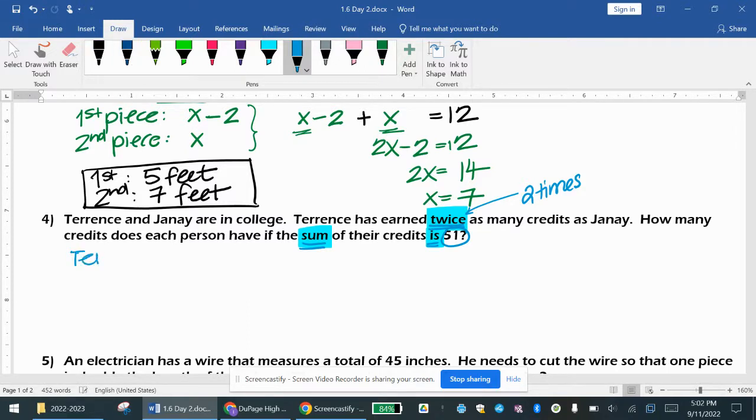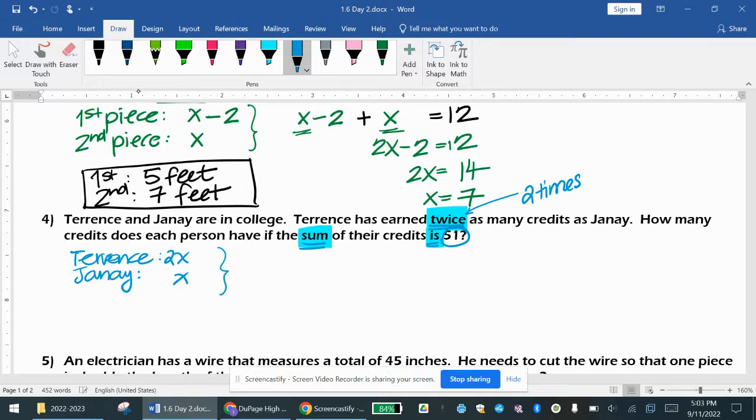We're talking about Terrence and Janae who want to graduate from college. They both are earning credits, except Terrence has earned twice as many. So we're going to put 2 in front of the variable to signify the multiplication of 2 times x. Just so you know, you could have also done x plus x, which is 2x. But most people, when they say twice, think of 2 times versus adding something 2 times.